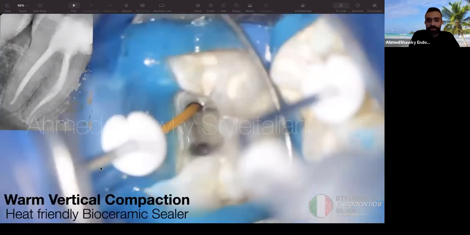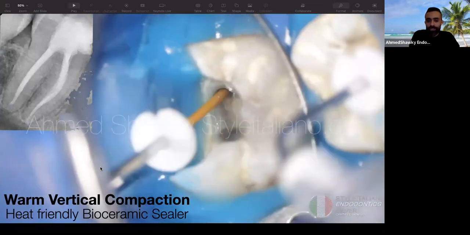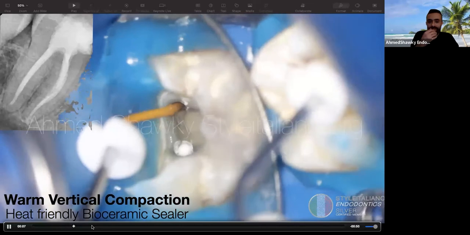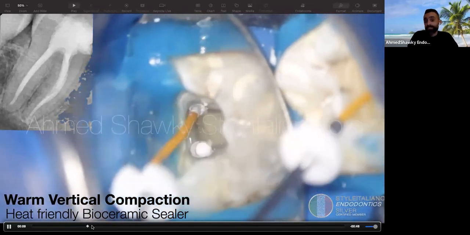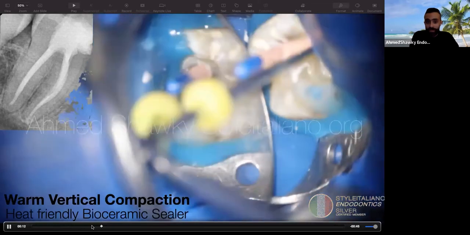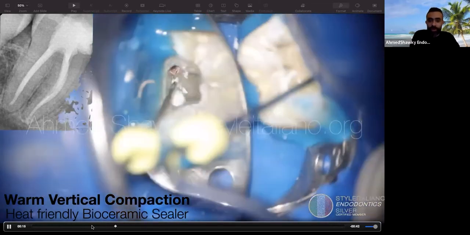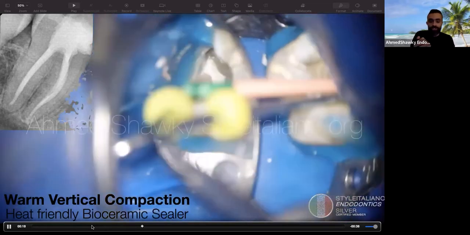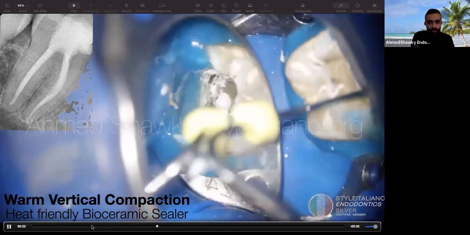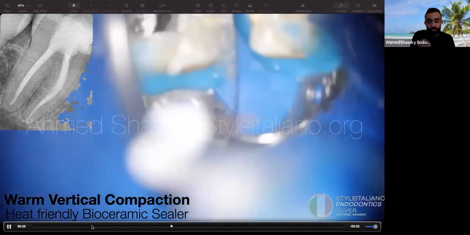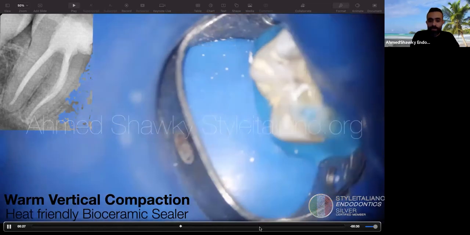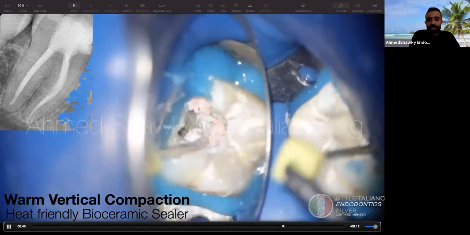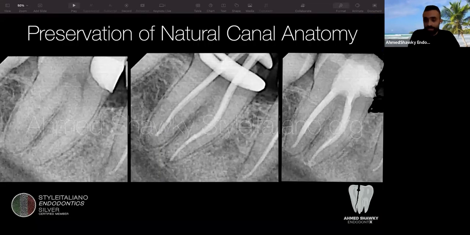Then we start obturation, and I'm a user of the bioceramic sealers, and you can see here confluent root canals. Confluent means type 2. So we inject the bioceramic sealer, and this is a time lapse on obturation, and I promise you that I will have special courses on obturation, whether in webinars or in person. Okay, this is the distal obturation, warm vertical compaction, and this is the full case.